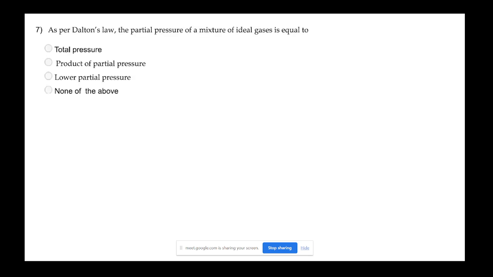Now, as per Dalton's law, the partial pressure of a mixture of ideal gas is equal to... Now what does Dalton's law represent? I have earlier discussed Dalton's law in this lecture, and what does that state? The summation of all the pressures of individual components present in the mixture is nothing but the total pressure. Like Dalton's law states that pressure is additive. So if you add all the pressure, then the mixture will have total pressure.